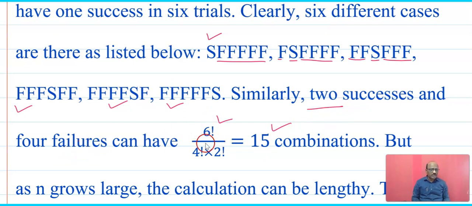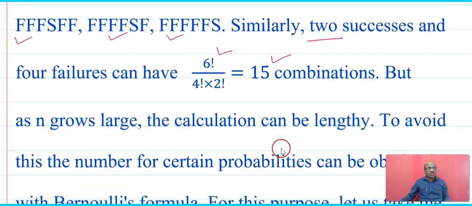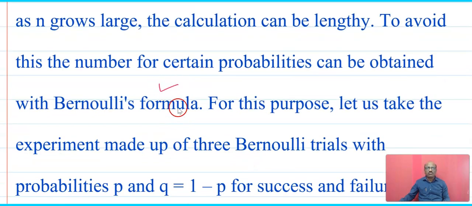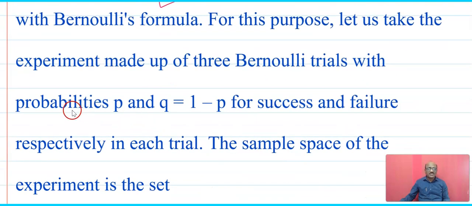That is 6 factorial upon 4 factorial into 2 factorial, and that equals 15 combinations. But as n grows large, the calculation can be lengthy. To avoid this, certain probabilities can be obtained with the Bernoulli formula. For this purpose, let us take the experiment made up of 3 Bernoulli trials with the probabilities P and Q, which is 1 minus P, for success and failure.